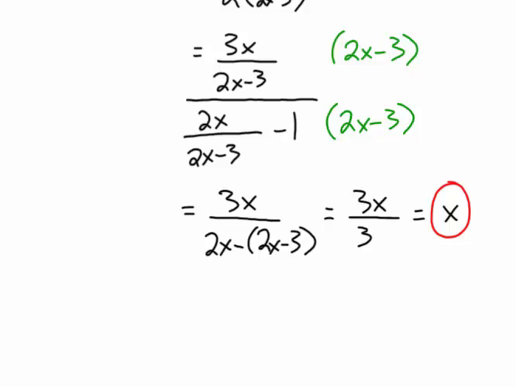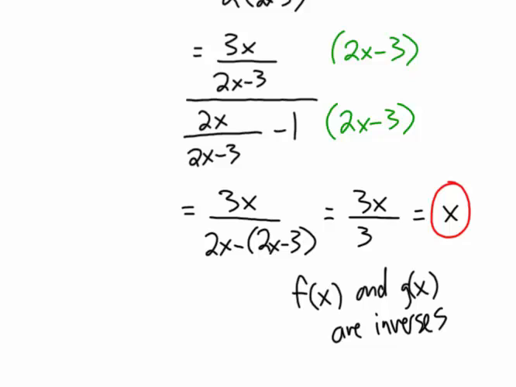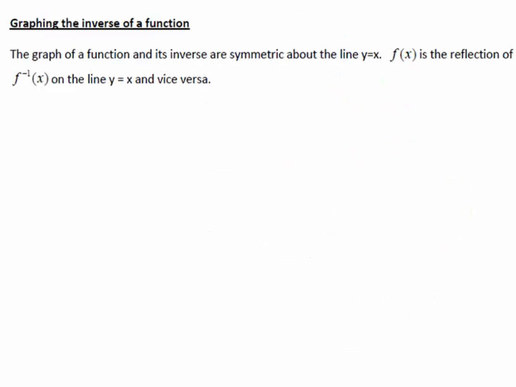And only now, because both f of g of x was equal to x and g of f of x was equal to x, we could say f of x and g of x are inverses. And now we know they are inverse functions of one another. What if we don't have an equation? What if we have a graph?